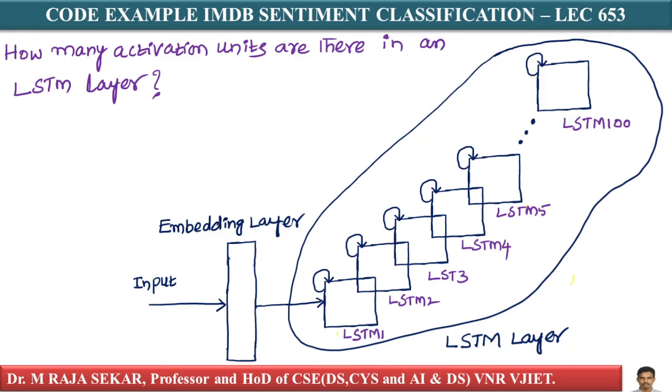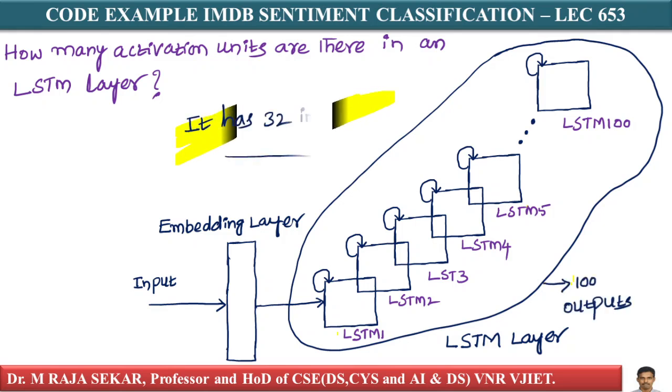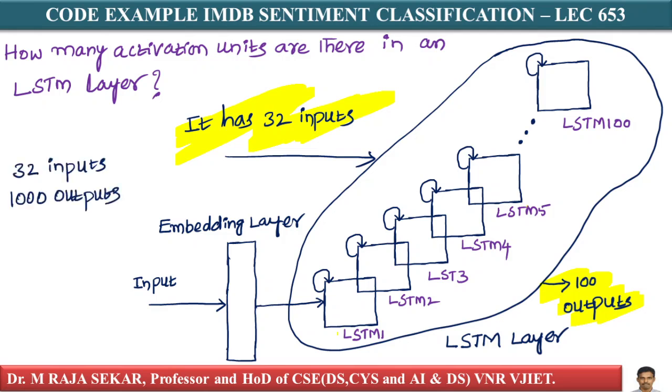How many inputs does it have? I have 32 inputs and it has 100 outputs, because it has 100 LSTMs. Each LSTM cell is going to send me one scalar value. The output vector that I get here is of size 100, isn't it? I have 100 outputs, with 32 inputs and 100 outputs in the LSTM layer.